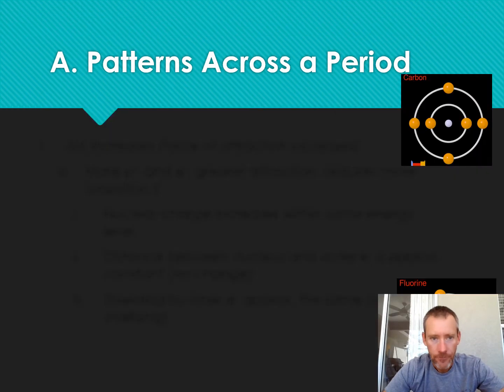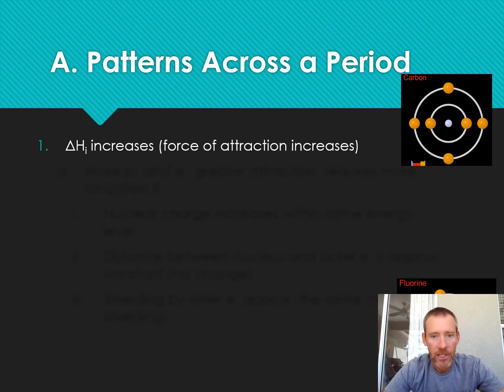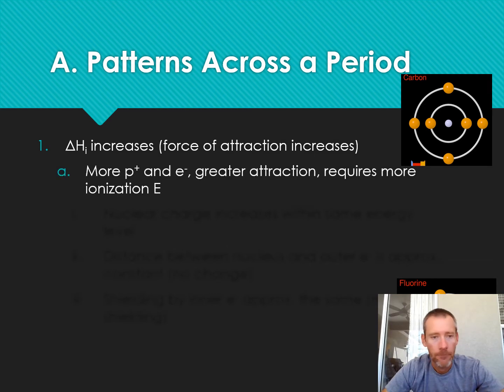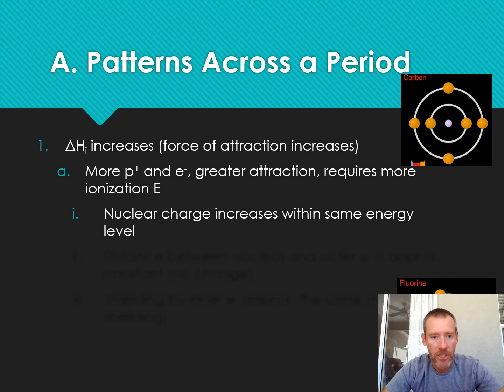Okay. So patterns across a period, ionization increases generally, and that's because of the protons. You're within the same shell energy level. Therefore, the size is not really changing. So as you increase the number of protons, the attractive force between the protons and the outer electrons is stronger. So more protons, greater attraction, requires more ionization energy.